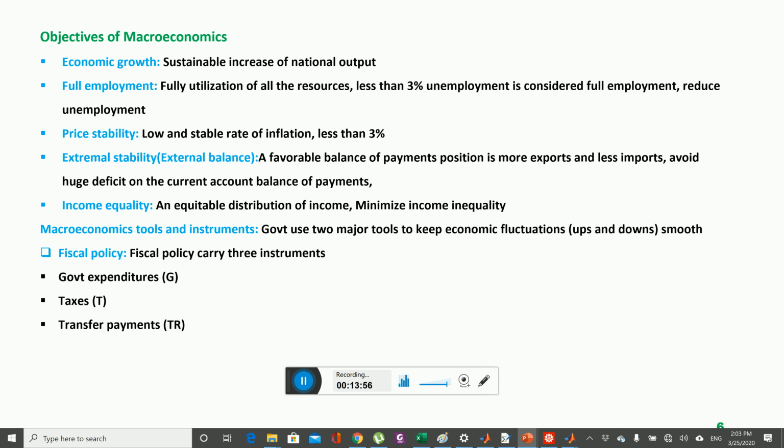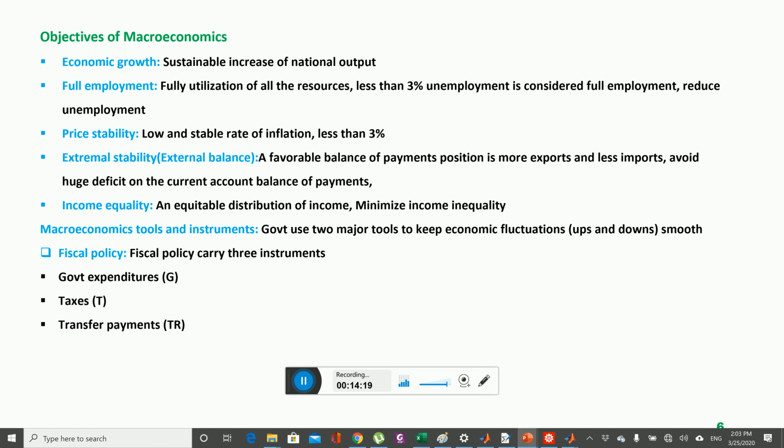Automatically, the earning of the people will increase. When the earning of the people increases, their per capita income increases, their demand for goods and services will increase, consumption will increase, saving will also increase, and finally GDP will also increase. So the economy is jumping from one lower level to the other upper level.